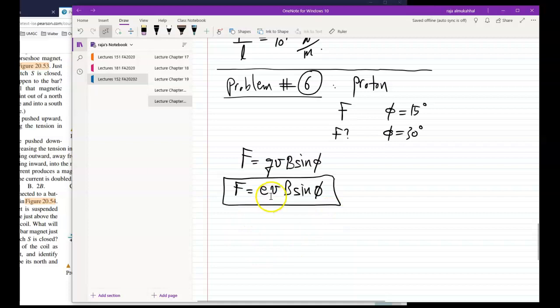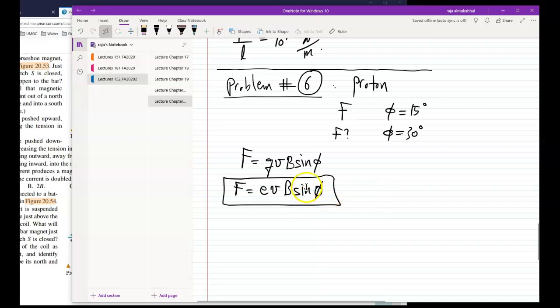Remember, he didn't give us B or V, okay? But the good news is B and V are the same for both situations, for the 15 degrees and the 30 degrees. This is good news. Of course, we're dealing with the same proton, so also E is the same. So everything E, V, and B is the same regardless of the angle. The difference here is the F and the phi.